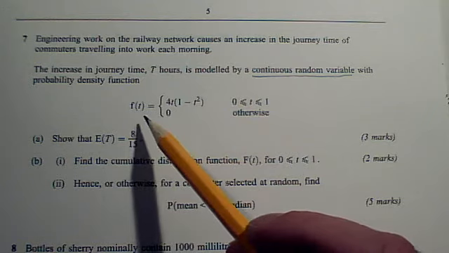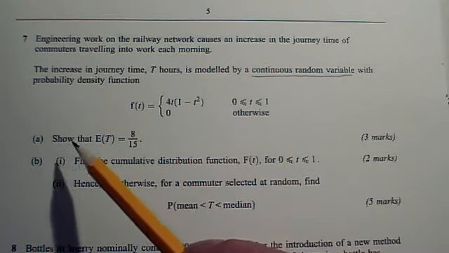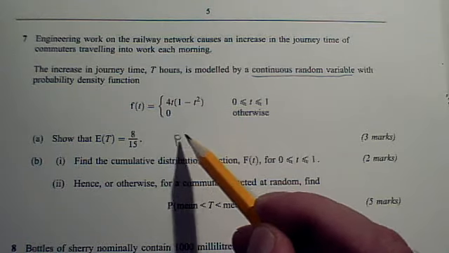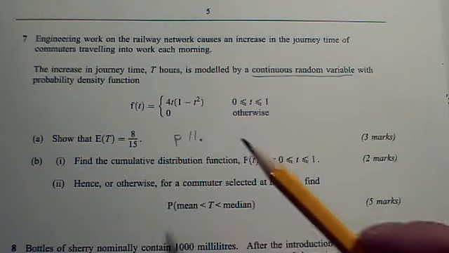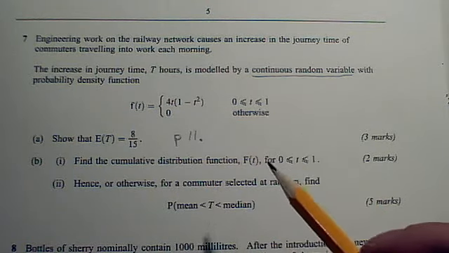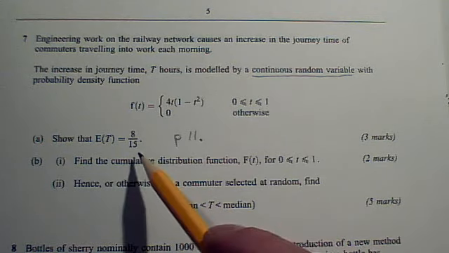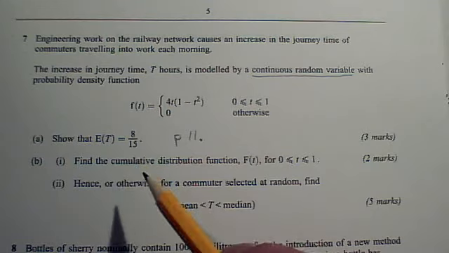We've got f of t on two particular ranges. We've got to get the expectation of t. That's just direct application of the integration formula on page 11. Set up the integral, put in the limits, do the integration, and you should get this 8/15 out.